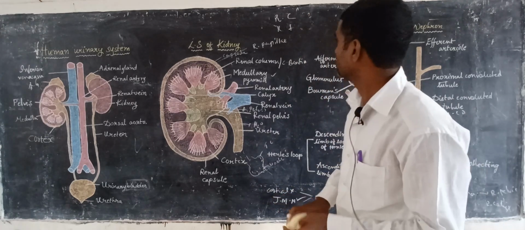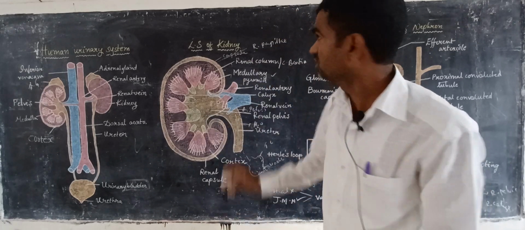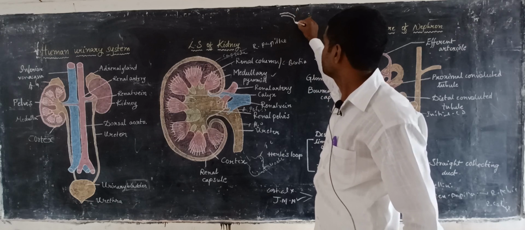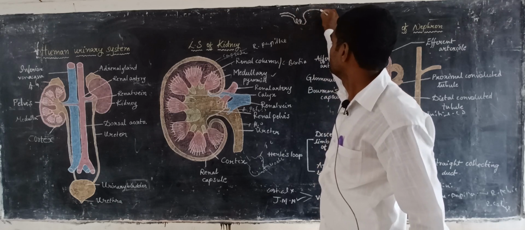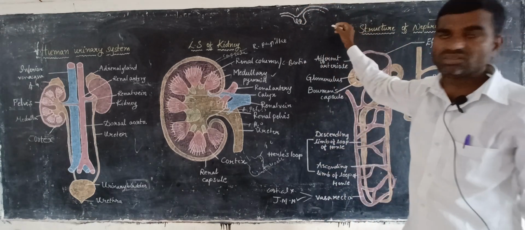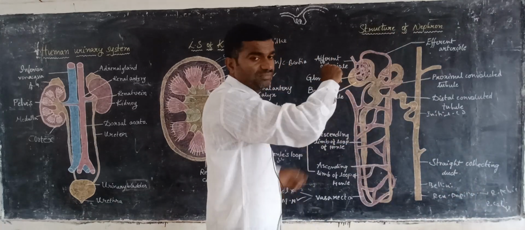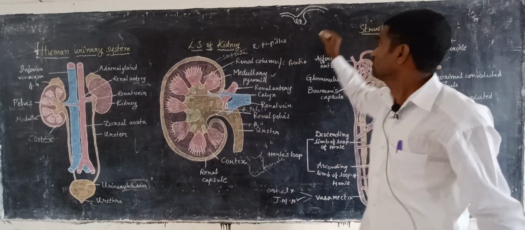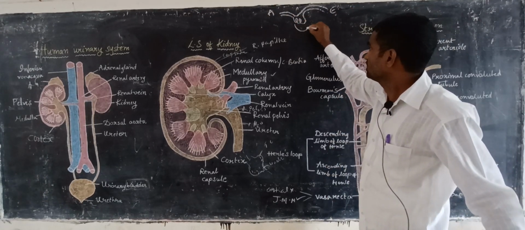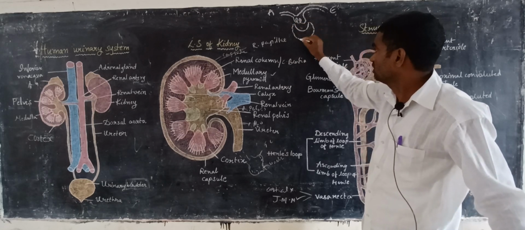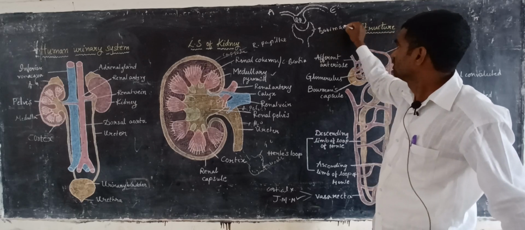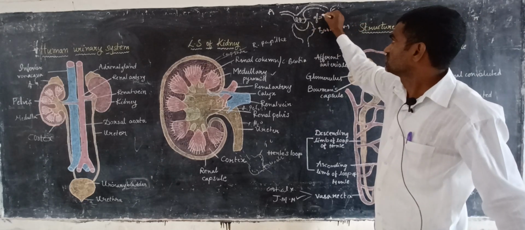If you see the afferent renal arteriole, and now this part is called the glomerulus, and through the glomerulus, the part that follows is called the efferent renal arteriole. Now a cup-like structure is forming. The cup-like structure is called Bowman's capsule. This is called the glomerulus.